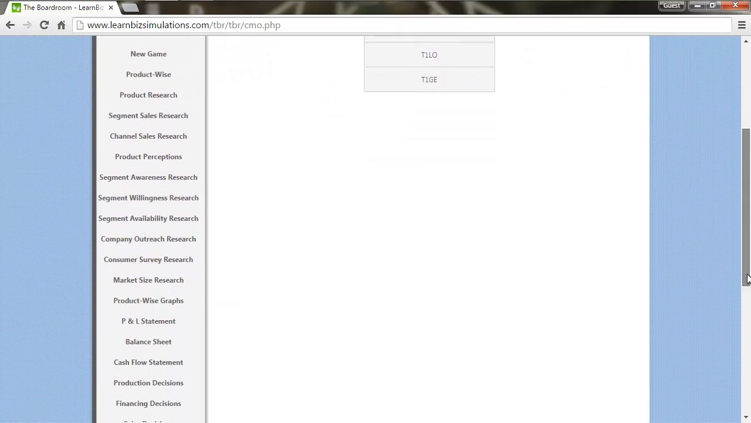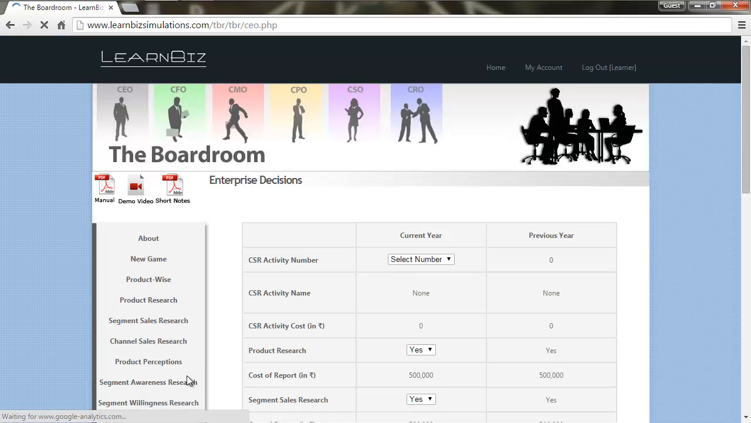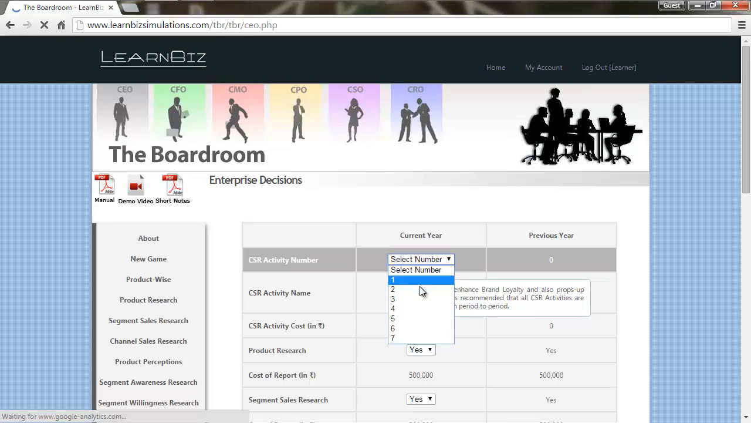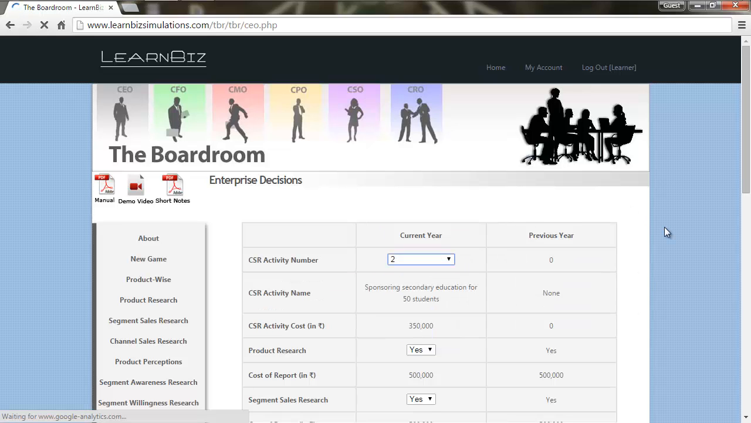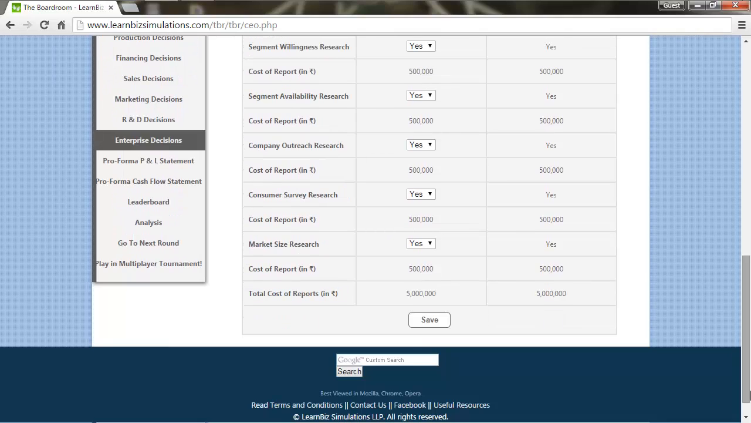We'll move on to enterprise decisions. In order to increase the brand loyalty of the organization, it is better to choose an investment toward CSR activity. Here in this example, we choose activity number 2, which is to sponsor secondary education for 50 students at a cost of 350,000. In order to monitor the changes in the market, we decide to subscribe to all 10 research reports, which translates to a cost of 5 million. Save the decision.